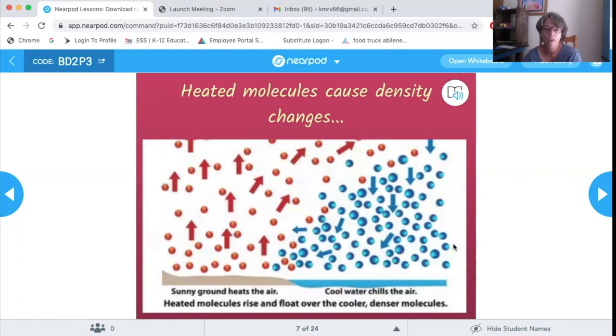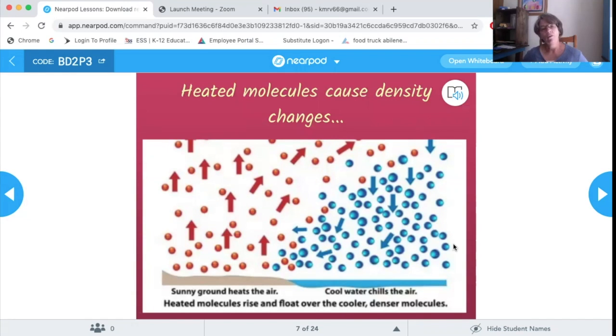All right, so heated molecules are going to cause a density change. As you add heat, like the sunny ground would heat the air, the molecules are going to move around so much that sometimes they even are going to jump out of their container or just rapidly start escaping. Okay, they move further apart so that, of course, when the molecules are further apart, they are less dense. And remember, less dense things rise. Exactly right. Thank you.